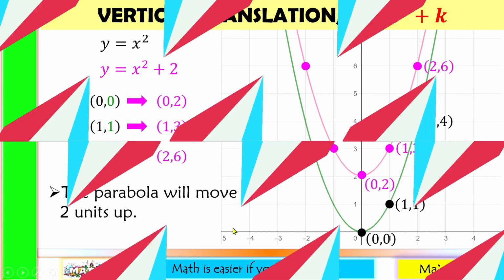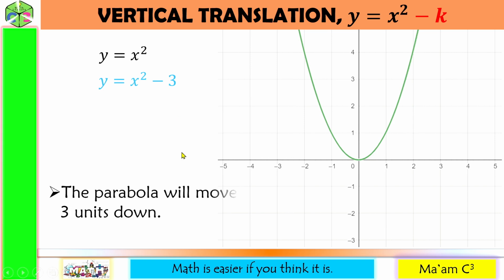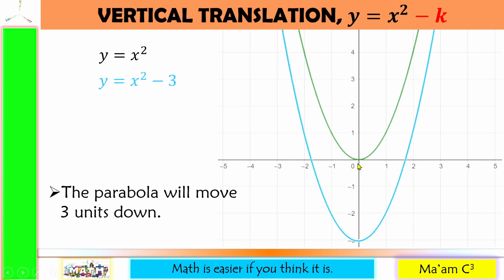Now, what if we have negative k? Let us say we have minus 3. So what do you think will happen to the graph? You guessed it right. The parabola will move 3 units down. So let us move our parabola 3 units down. This time, the vertex is at 0, negative 3. Let us see more graphs in GeoGebra.